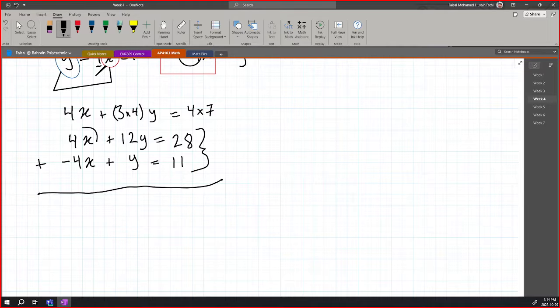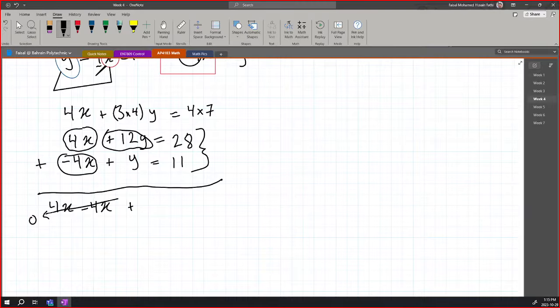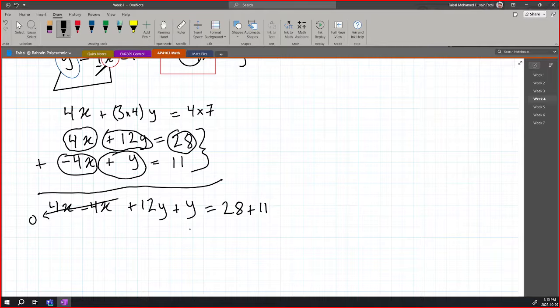So we will write first the first variable here, 4x. Then the second one here, minus 4x. This will obviously be 0. Then we will write this variable over here, which is plus 12y. Then here, with the sign of it, of course, plus y is equal to, because here is the equal sign, we write 28 plus 11.